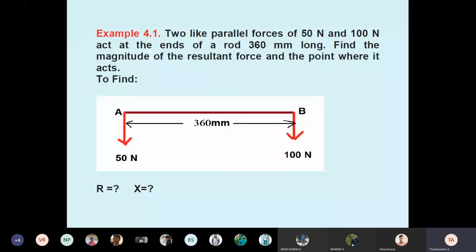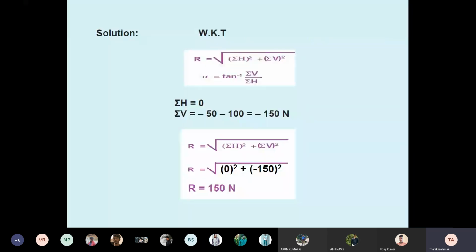Is it acting vertical or horizontal? Vertical, sir. There is no horizontal force, that's why he put 0. So for your understanding, no need to write H. Automatically we can take H equal to 0 because there is no horizontal force. So I just put summation H equal to 0. Then see the vertical, summation of V.